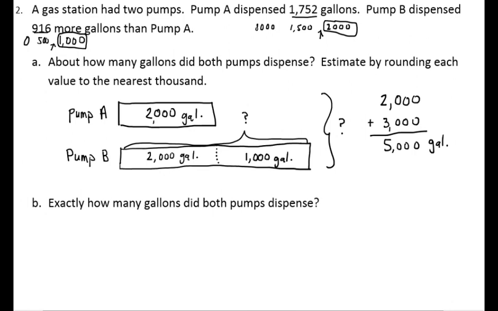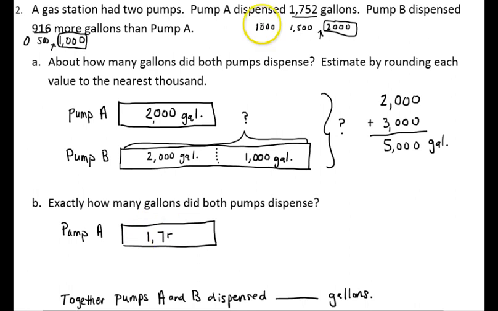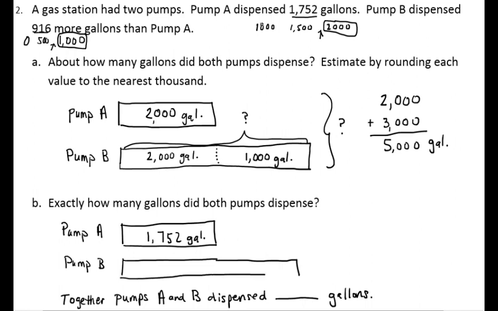Let's work on the exact total now, and I'm going to write my answer statement for that. We'll say together pumps A and B dispensed blank gallons. I'm going to do the same tape diagrams, only I'm going to use their exact totals this time. So we have pump A, and that was 1,752 gallons. Pump B pumped the same amount and then 916 gallons more than pump A.